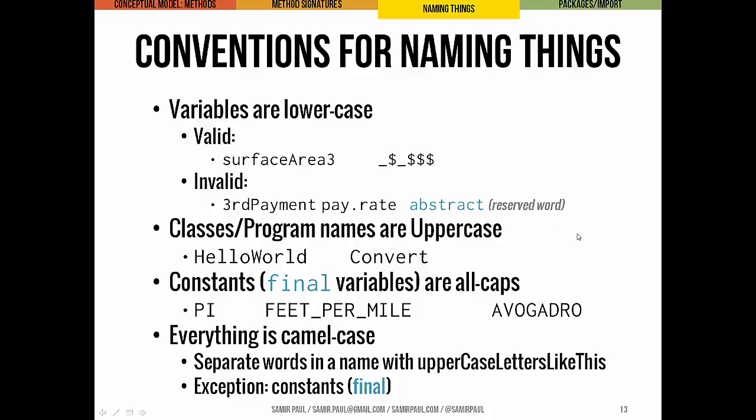We start classes and program names with uppercase letters, Hello World and Convert. Constants are the only things in all capital letters. So these are final variables, right? Pi, feet per mile, Avogadro, and everything except for those constants is in camel case, which means we start every word, even in the middle of a single variable name, with an uppercase letter.